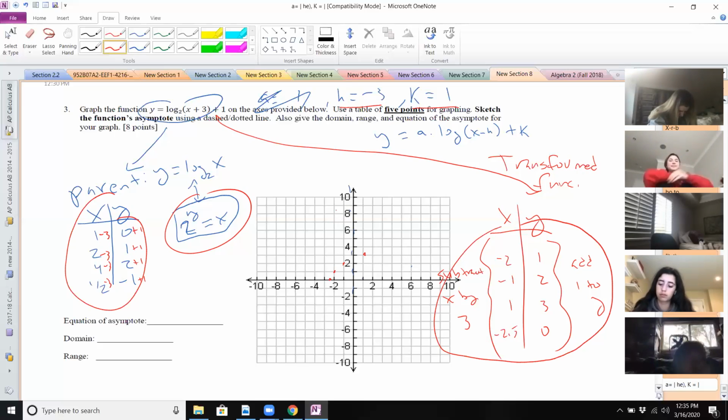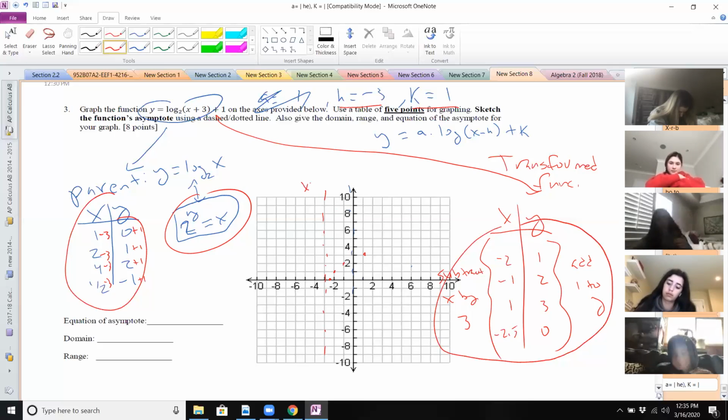Now, where's the vertical asymptote going to be? If h is -3, so I shifted 3 left, so it's got to be right here. That's x equals -3. The domain is x greater than -3, and the range is all real. And so the graph looks like this.